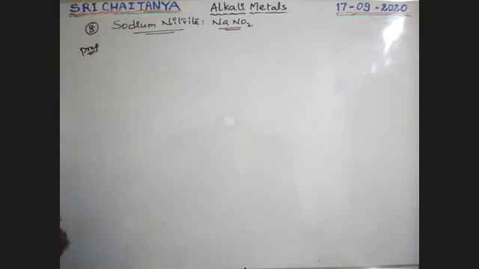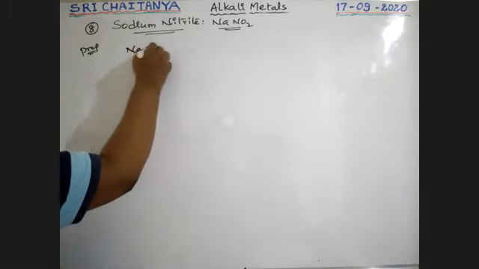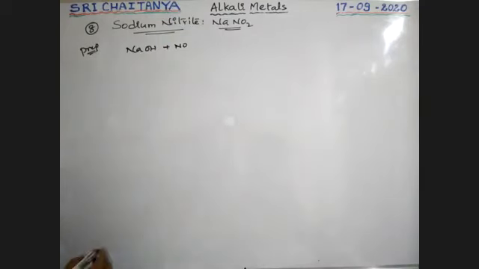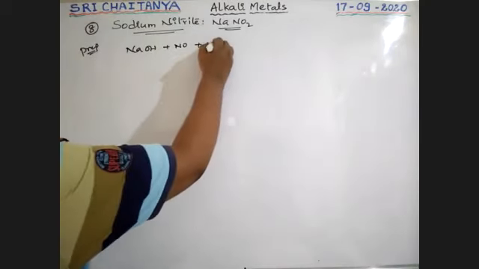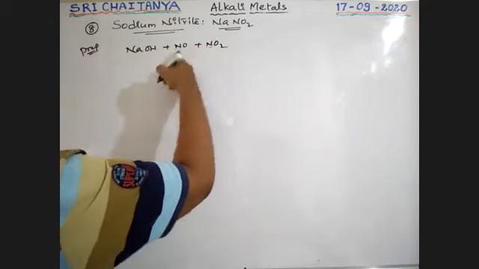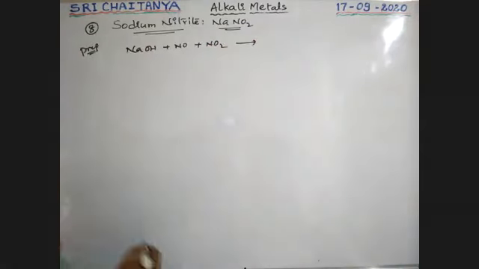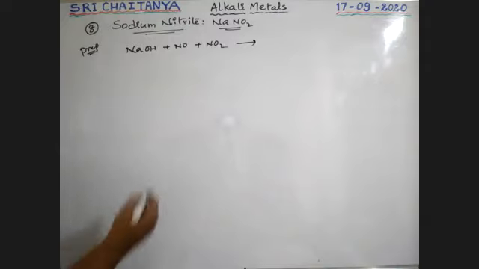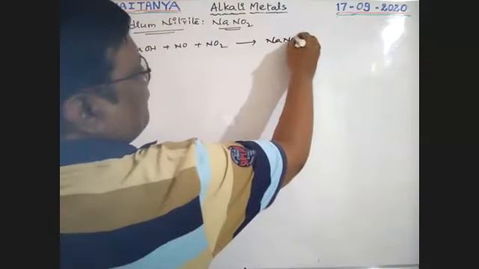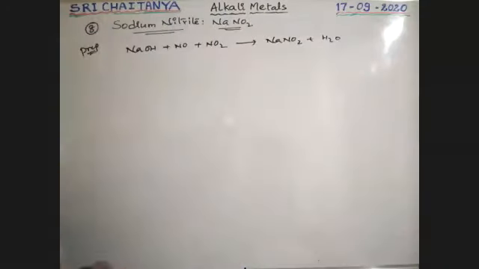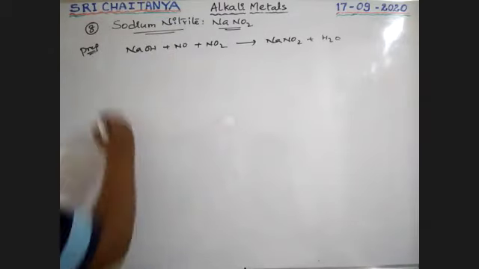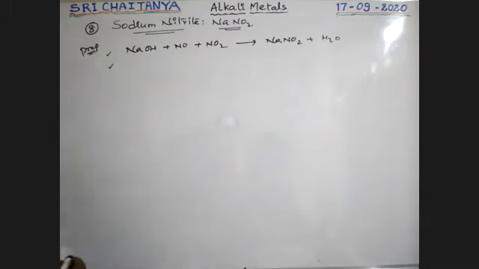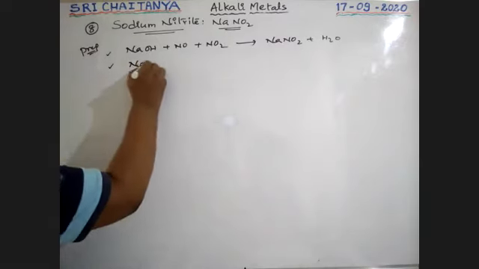Some other preparation methods, boys. When NaOH reacts with nitric oxide and NO2, that is N2O3 indirectly, NO and NO2, that gives NaNO2 plus H2O. It is oxides of nitrogen. Next, second preparation method, instead of NaOH, I am using Na2CO3.